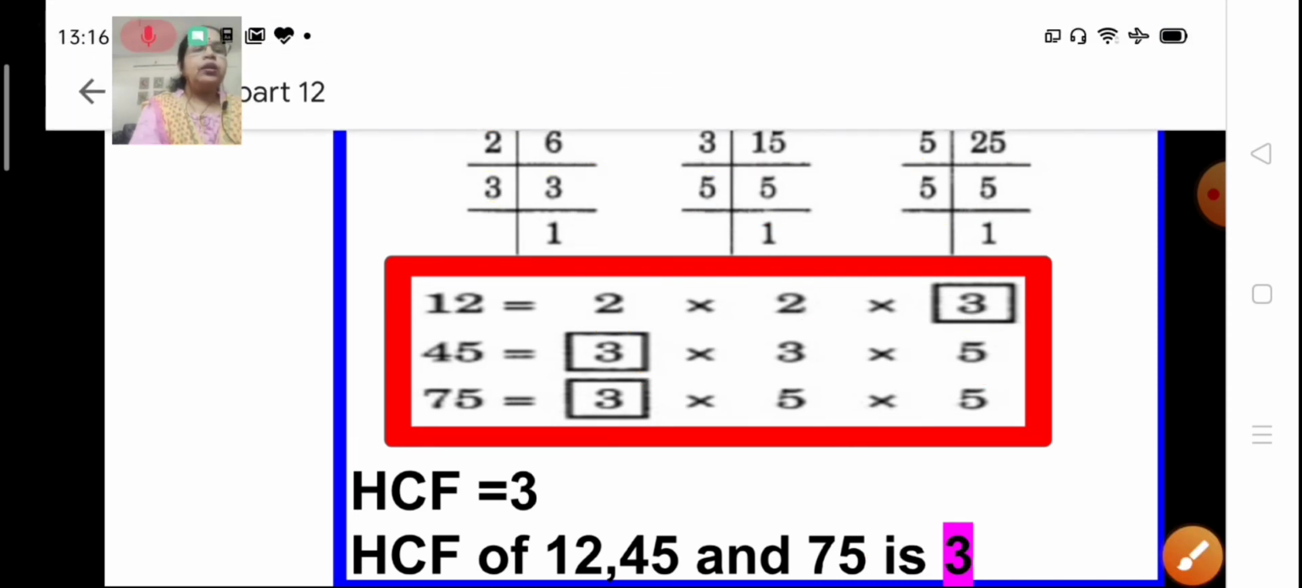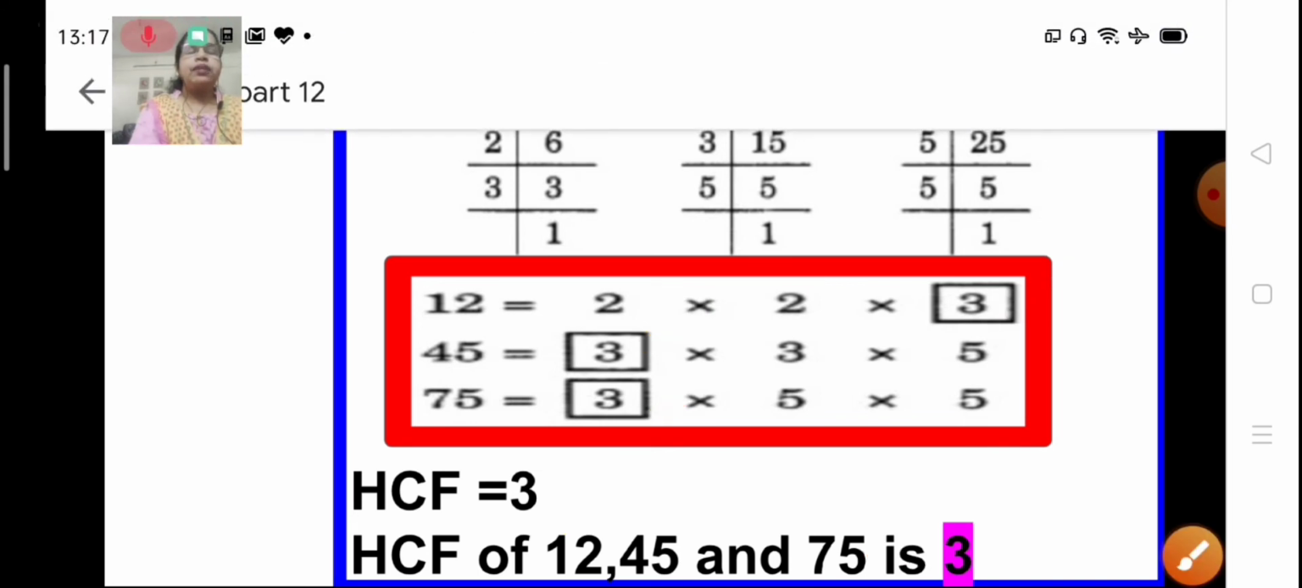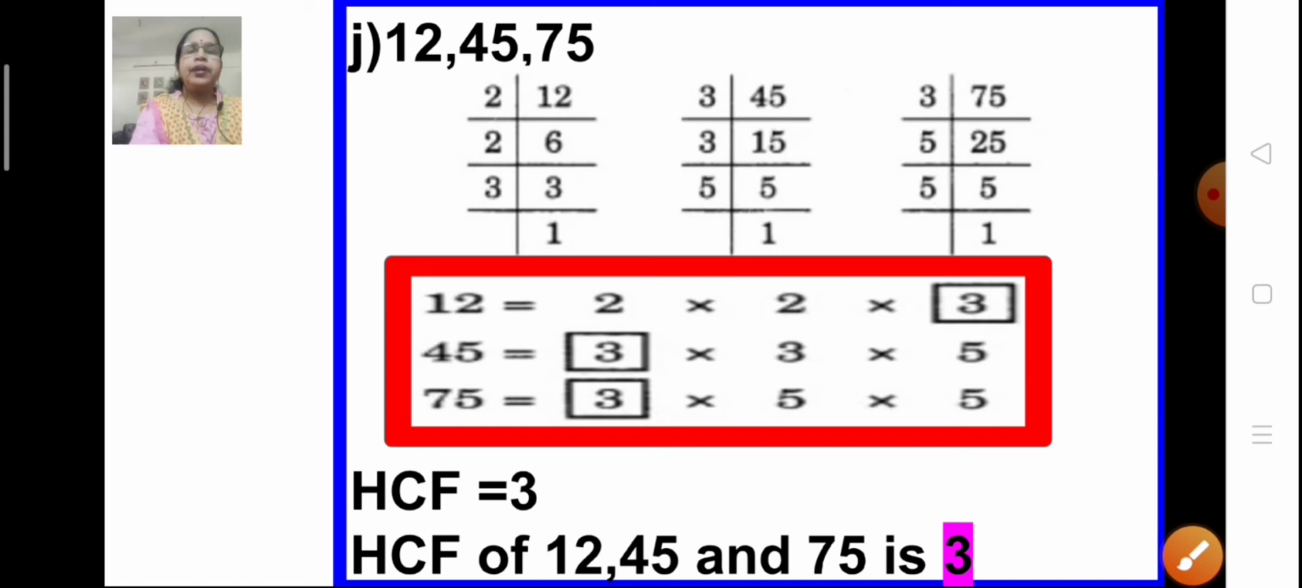Now what are the common factors of these 3 numbers? We can see that 3 is a common factor of all the 3 numbers. So we take the HCF as 3. So what is the HCF of 12, 45 and 75? It is 3.